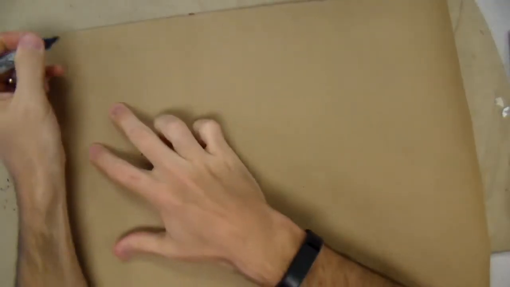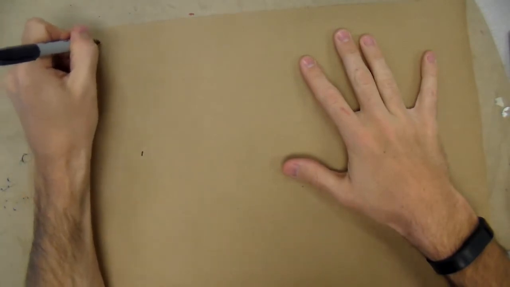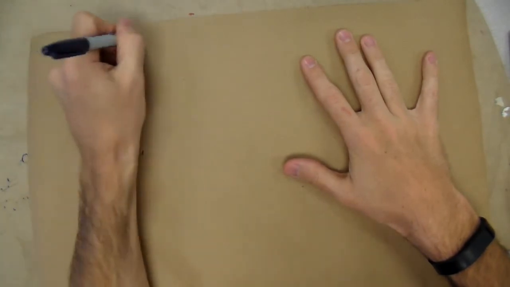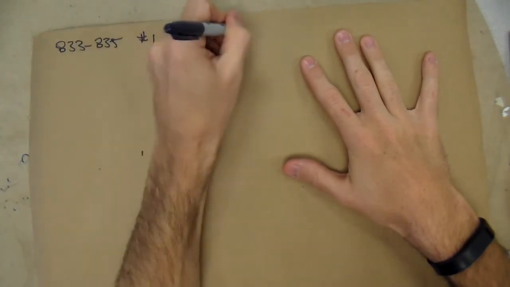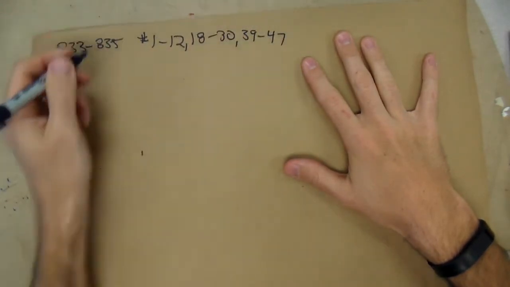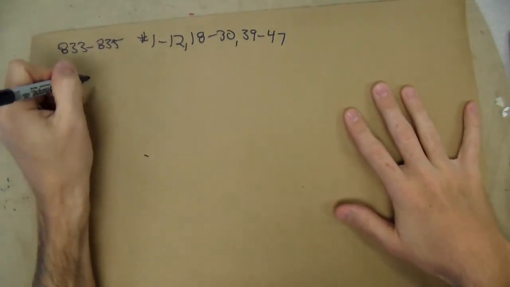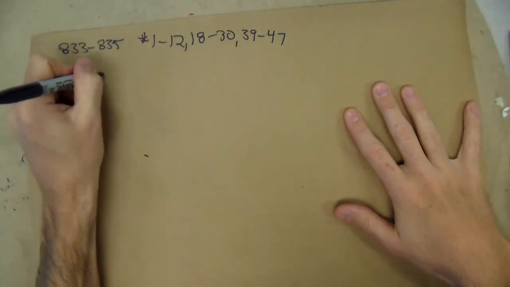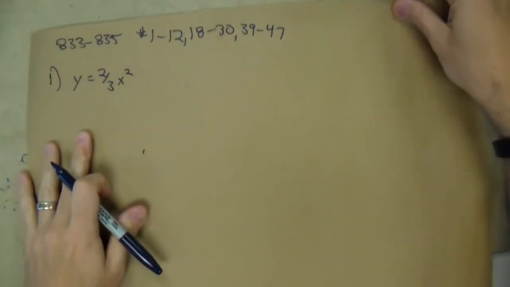Okay, we're now on to the pages from 833 to 835. We're going to do 1 through 12, 18 to 30, and 39 to 47. So, looking at number 1, we need to graph, actually 1 through 8 all the same. We're going to graph each function and then label the axis of symmetry and the vertex.